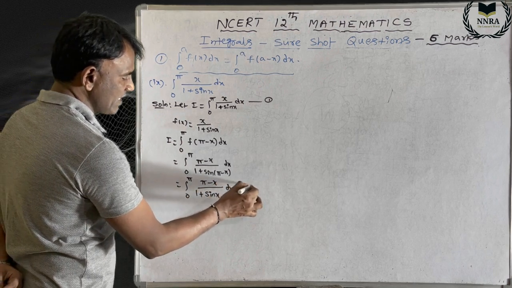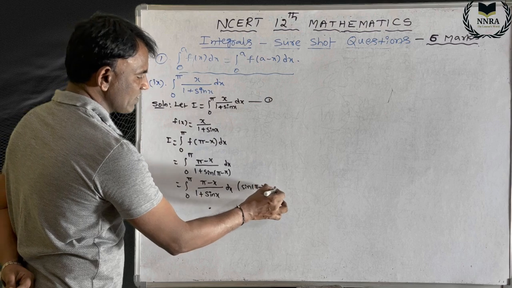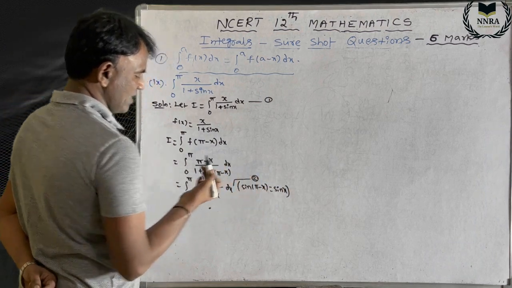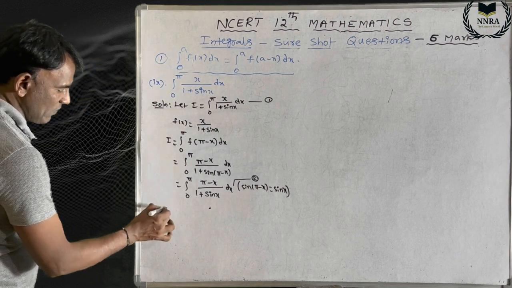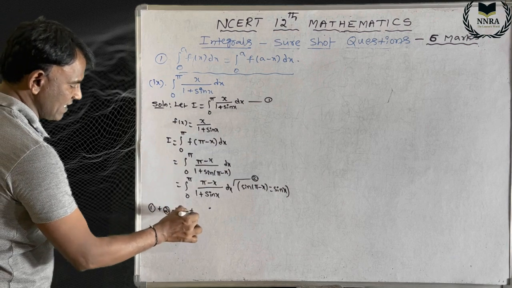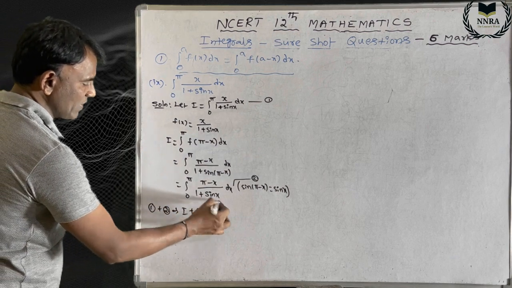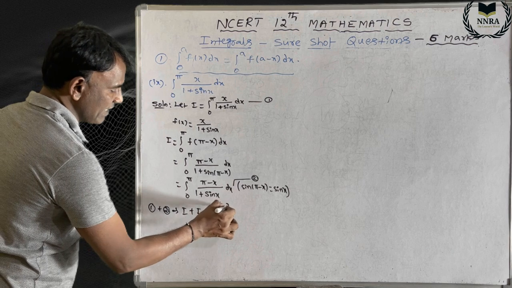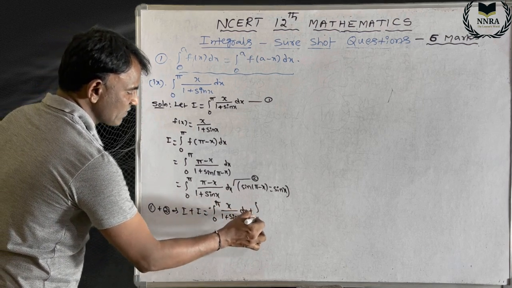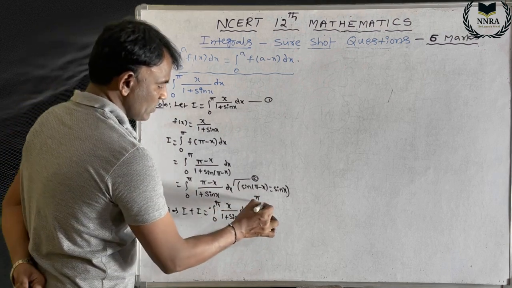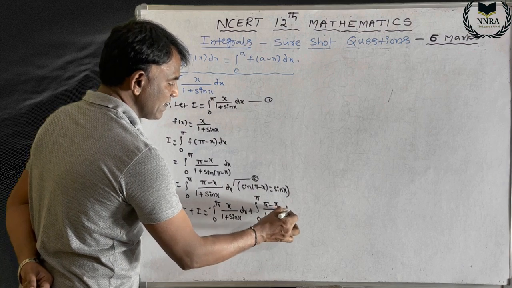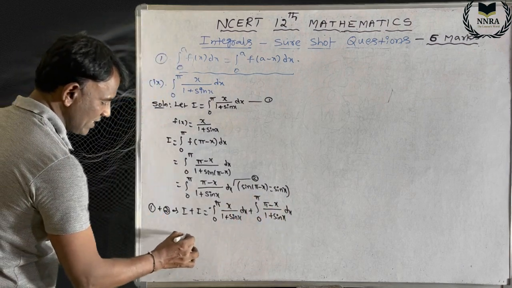If you want, just write here sin of pi minus x equal to what? Sin x. So now this is the second equation. Now adding 1 and 2, the left hand side value is I, so write here I plus I. And 0 to pi, what is the first function? x by 1 plus sin x dx. And the second one is again 0 to pi, pi minus x divided by 1 plus sin x dx, right? So it is 2I now.